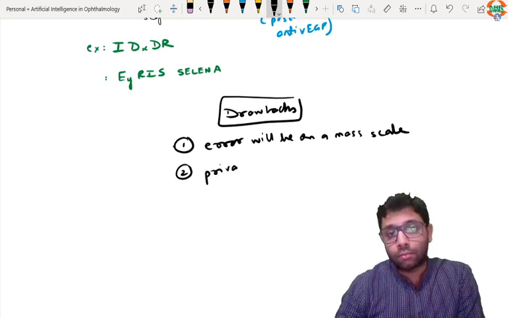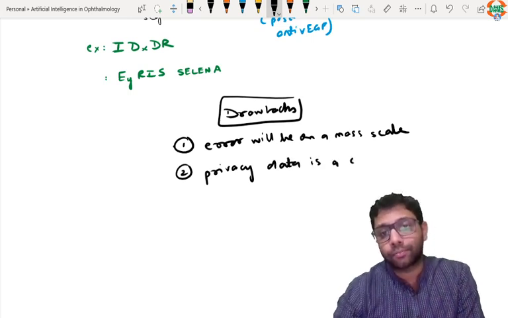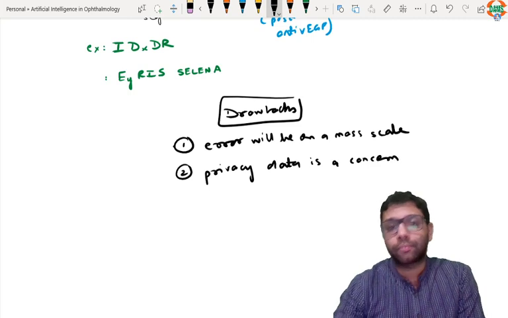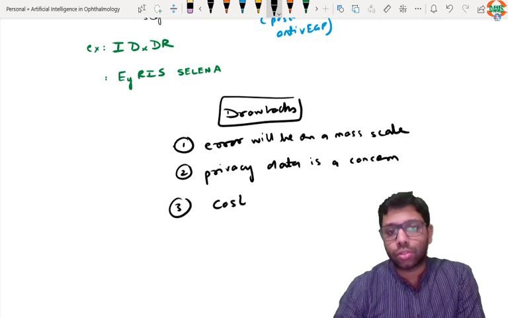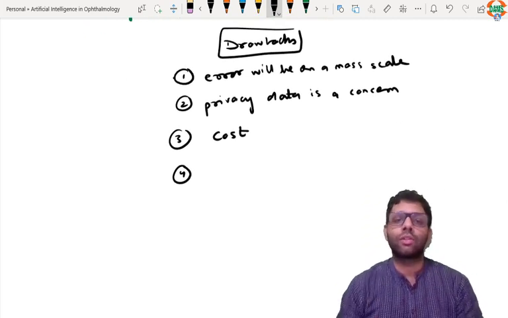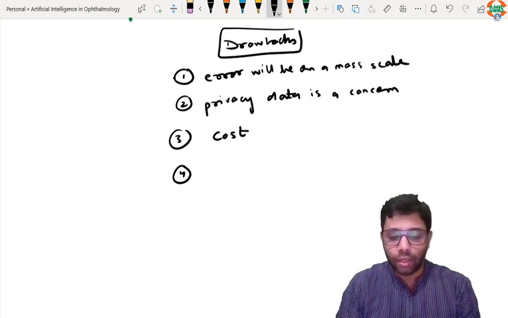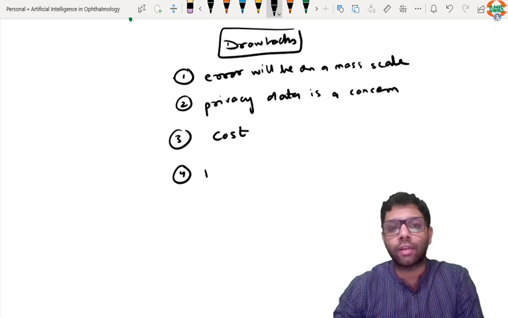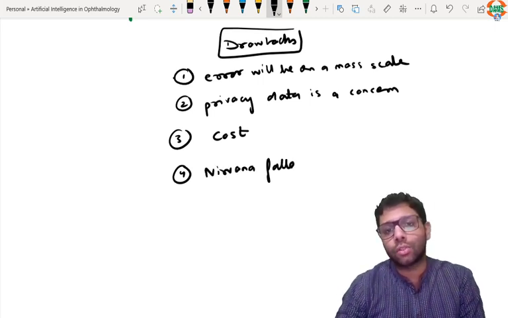Privacy of the data is a big concern. Third, cost. Of course, development of the tool or the app also has to be taken care of. Now there is a last thing which I have read, known as the nirvana fallacy. Now that is also a drawback.